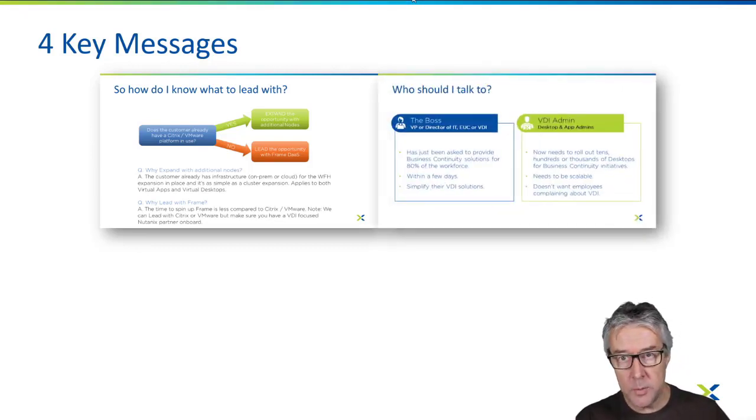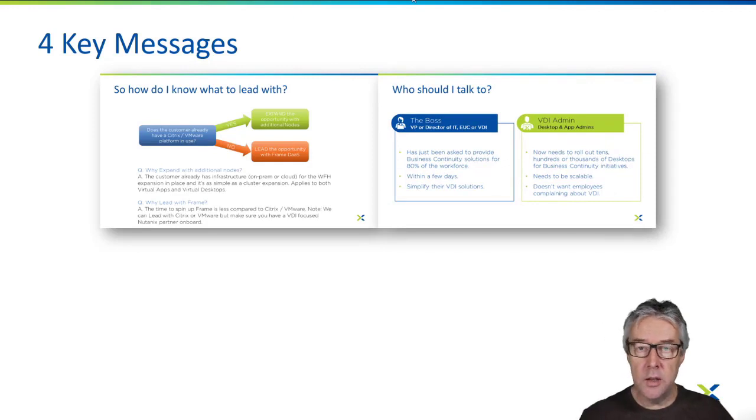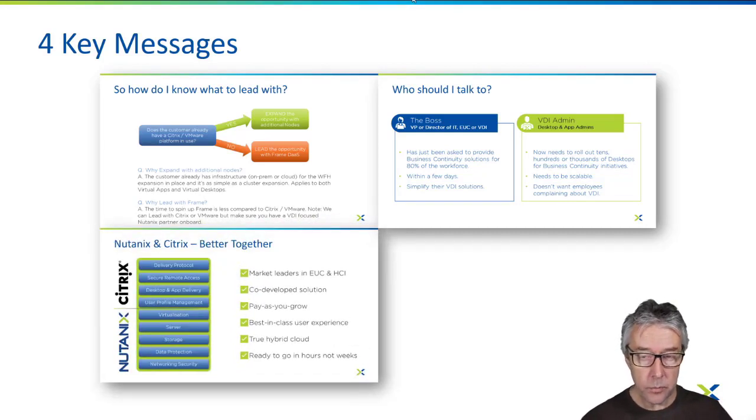Then we talked about who you should be talking to. Again, there's a lot of different persona within a customer organization. For today's situation, for EUC and business continuity, I would suggest talking to obviously the boss or the VP director of IT and his desktop and application admins. Those are the guys that are facing the pressure to be able to spin up these environments for hundreds or thousands of users.